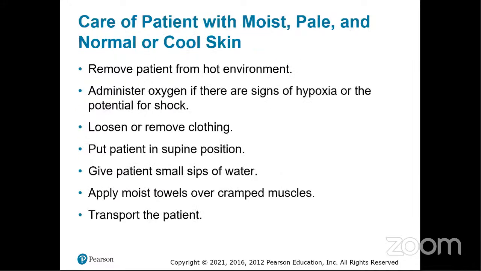So to treat them, get them out of the hot environment, put them in the back of the rig, turn on the AC, do whatever we have to. Administer oxygen, loosen or remove clothing. We're going to put them in the supine position. Small sips of water. Most of the time, though, we talk about both warm fluids or cold fluids, the hospital, and we usually don't do anything by mouth just because they've been vomiting. Apply moist towels over the cramped muscles and then transport the patient.